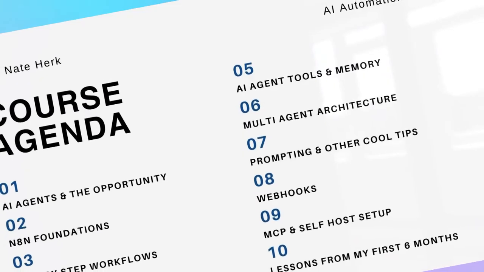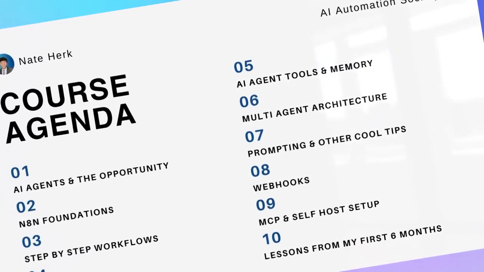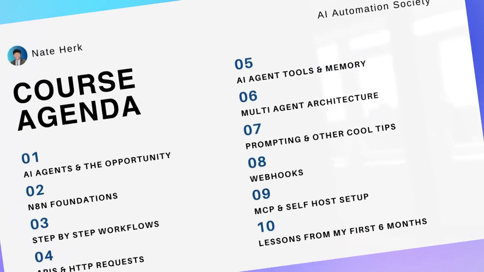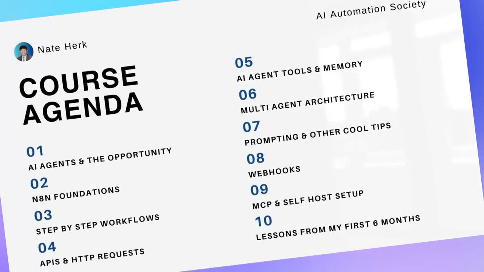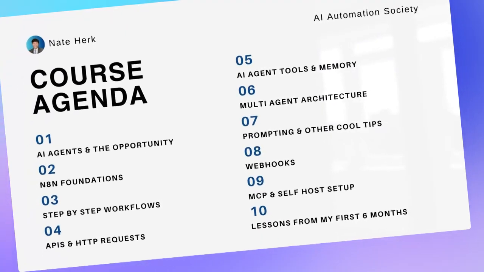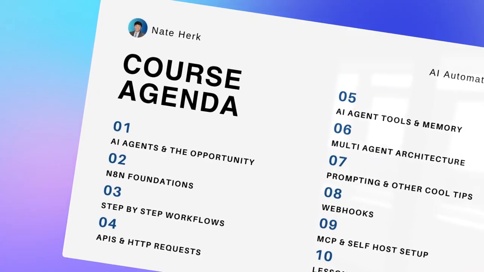All right, so here's a quick look at the high-level course agenda. Keep in mind, everything will be time-stamped below, so you can jump around to where you need, but I definitely recommend saving this for later. As you can see, this is extremely comprehensive, packed with a ton of value, so you can come back to this later when you want to explore different chapters. But what we're going to do is start off with talking about AI agents and the opportunity that we are all living in right now.